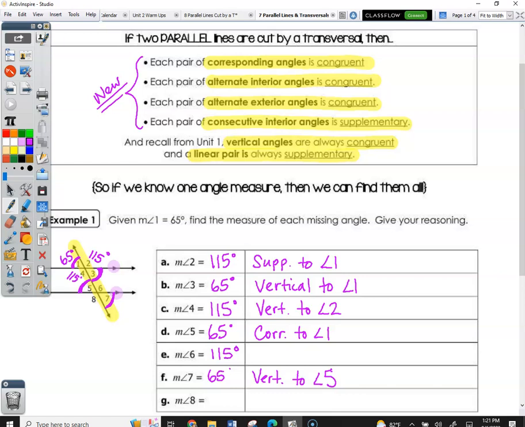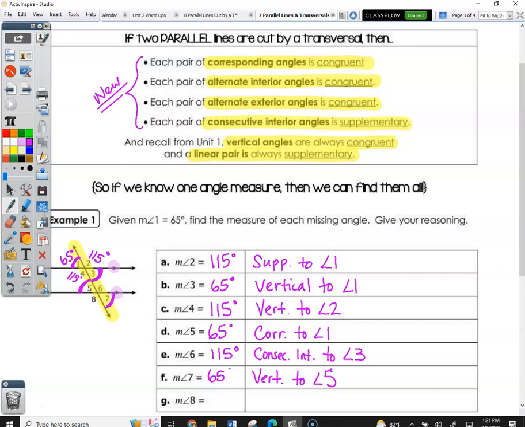There's no one right answer for this stuff. There's multiple right answers. However, there is only one right answer for this column. The column over here is trying to get you to just practice recognizing the vocab words, because you need to know them. Let's practice it. I'm going to say consecutive interior to angle 3. Let's go ahead and practice that one.